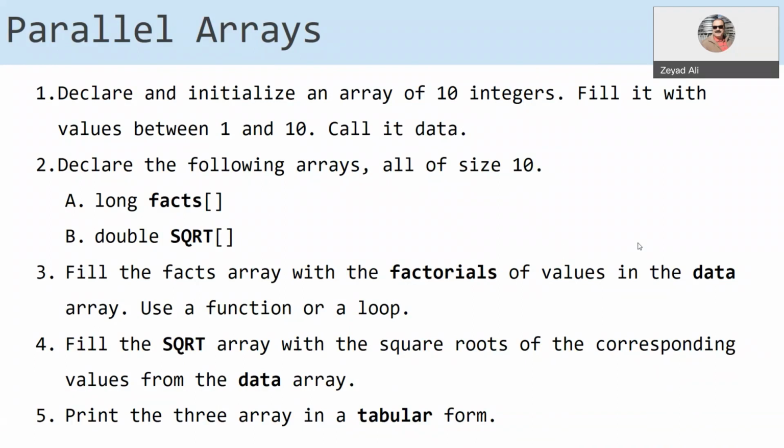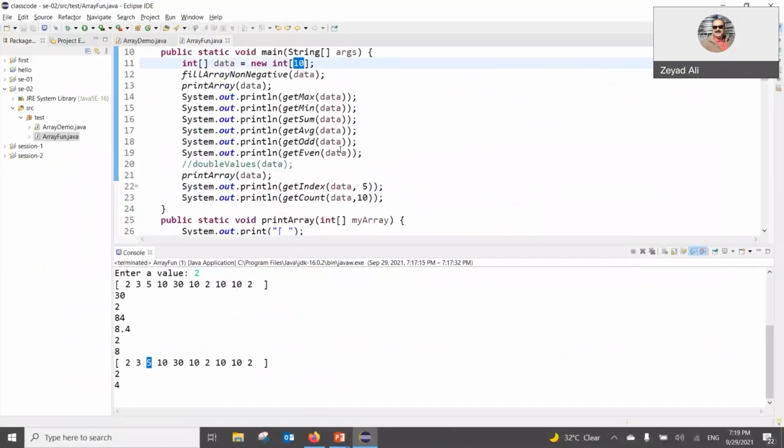Now declare two other arrays. One of them is called facts. It's an array of longs. And the other one is sqrt, which is an array of double. Long is larger than integer. So our example will be simple. We will fill the facts array with the factorials of elements from the data array. Let me do it here.